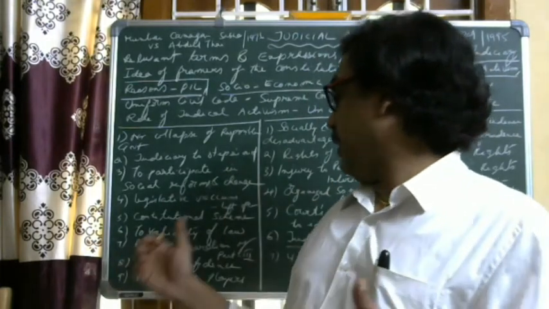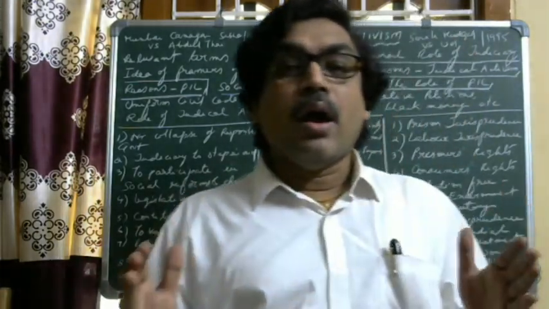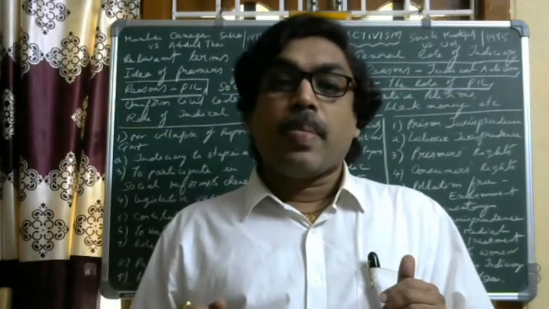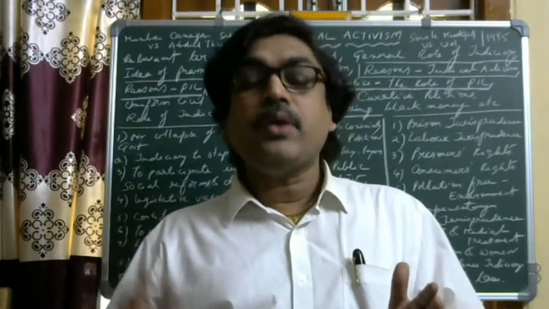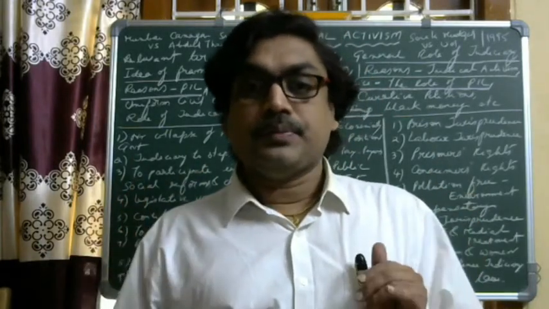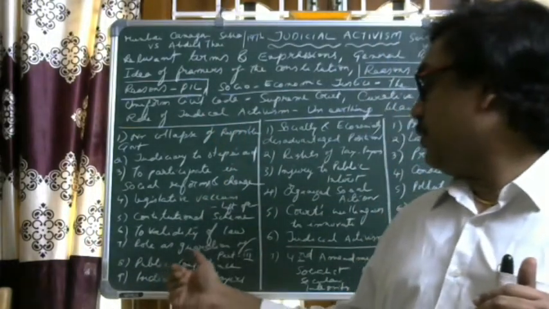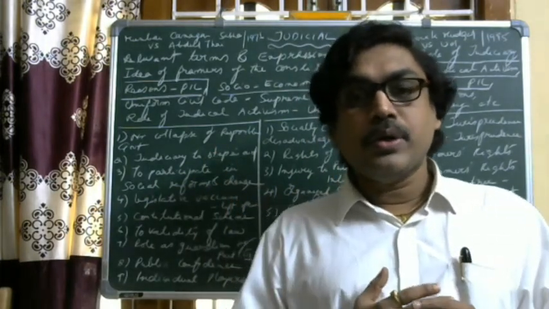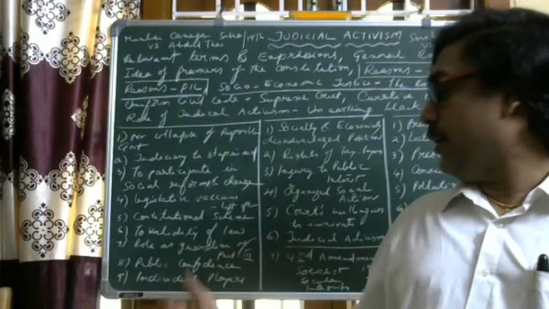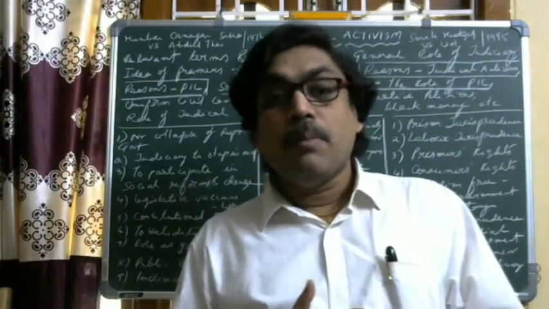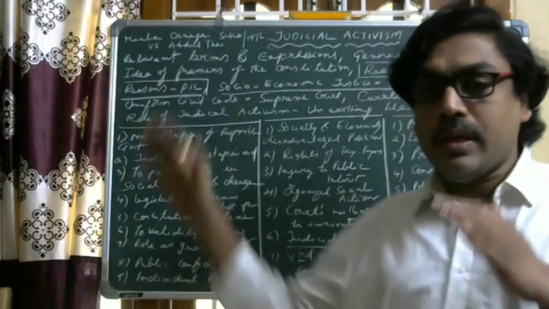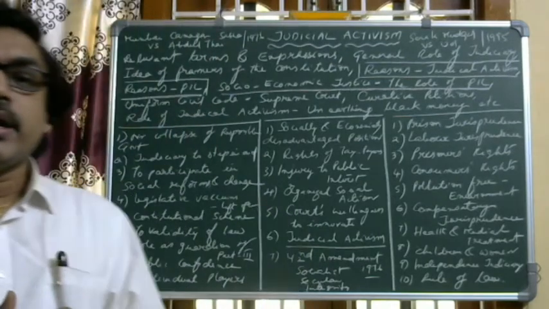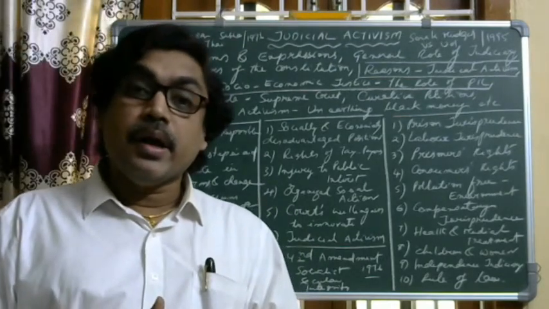And the next one is to test the validity of the law passed by the legislature, or to test the executive action of the government, as well as the role as guardian of fundamental rights. This is also one of the reasons for judicial activism. And the last one is enthusiasm of individual players. These 9 are the main reasons for judicial activism in India.